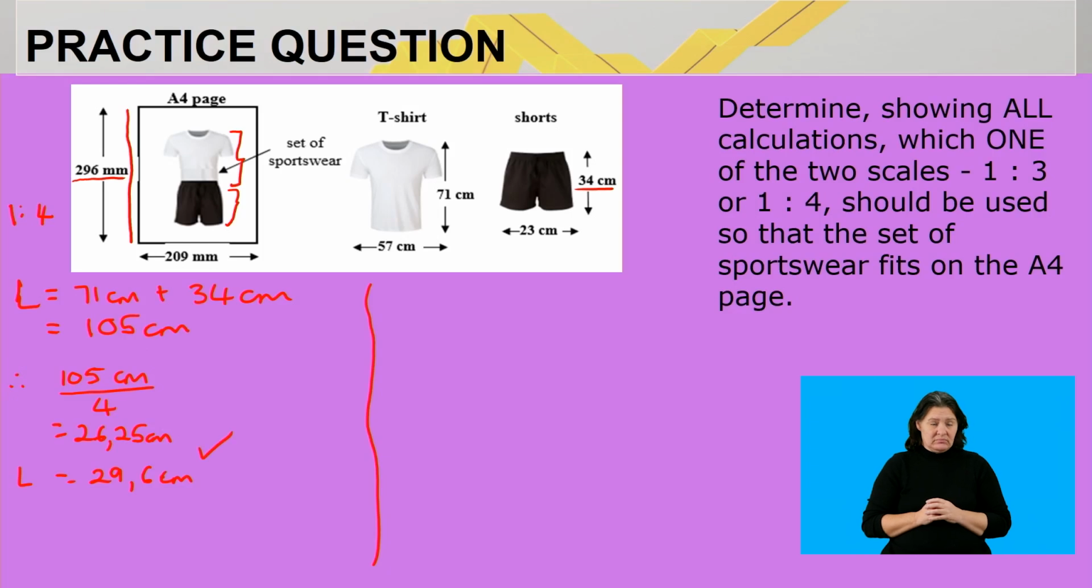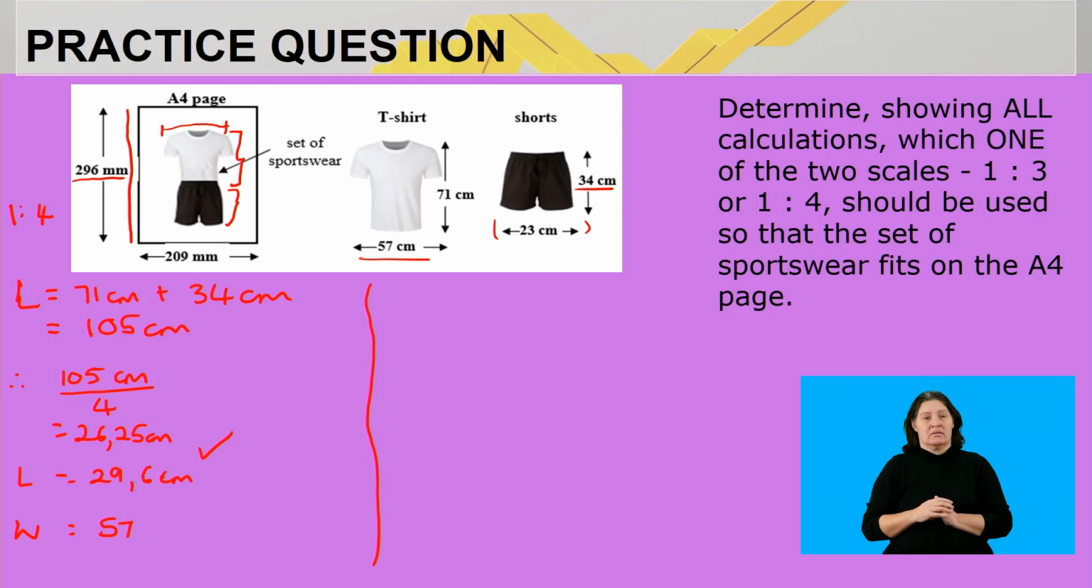Are we clear? Now, if you look in terms of the width, I'll write it here. I will only work with the width of the t-shirt as indicated here, because the width of the t-shirt, the 57, obviously is more than 23 centimeters. So therefore, I'll say then 57 centimeters. We know the width is 57 centimeters.